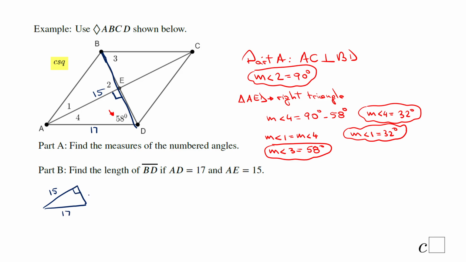How do we find this x? You're going to use the Pythagorean theorem, right? a squared plus b squared equals c squared. Be sure a and b are the legs. So we're going to have 15 squared plus x squared equals 17 squared. Let's grab a calculator: 15 squared is 225, plus x squared equals 17 squared, which is 289.